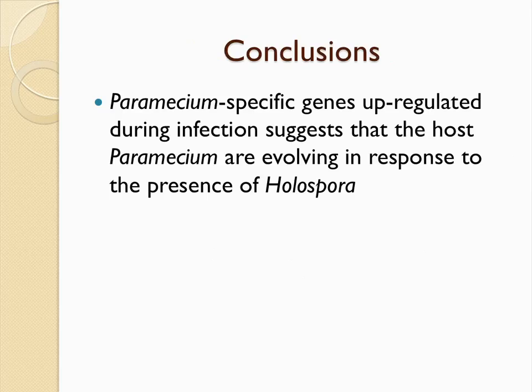So what we can conclude from this, especially from the 0 and the 30-minute time points, is that Paramecium are evolving in response to the presence of Holospora, especially the susceptible ones. But we think this because we found 80% of the genes in the 30-minute time point that did not have a functional annotation, which are probably Paramecium-specific genes that are evolving at a quick pace.